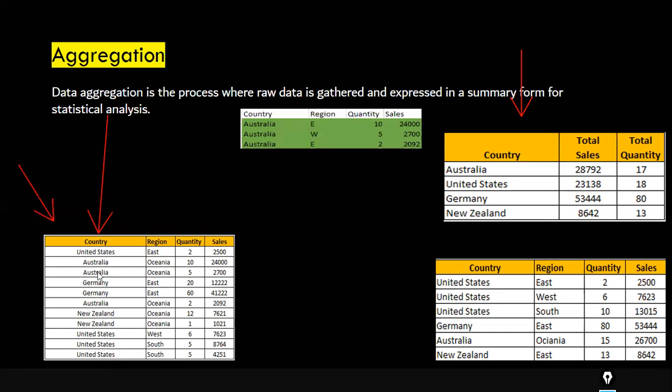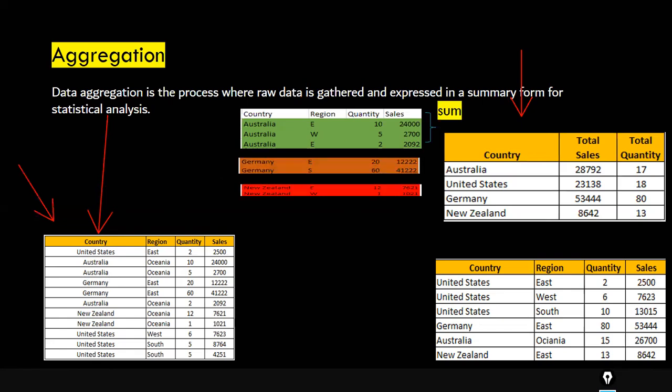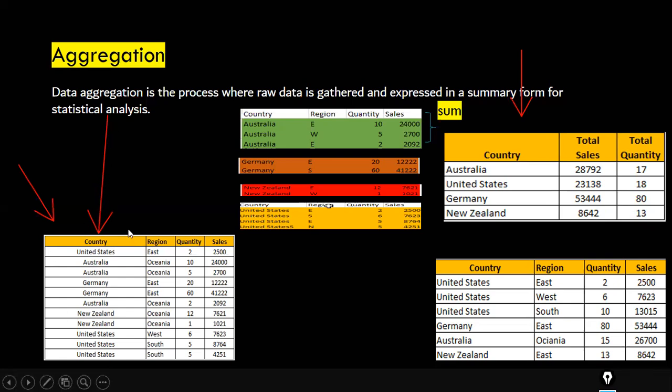Look here, Australia: 3 records got grouped together. And then similarly, the Germany group got grouped together, and New Zealand. It's something like all the males stand together, all the females stand together, all the kids stand together, all the senior citizens stand together. It groups the similar values in the specific column, in the group by column. So here all the Australia-related records got grouped together, and Germany we have 2 records.